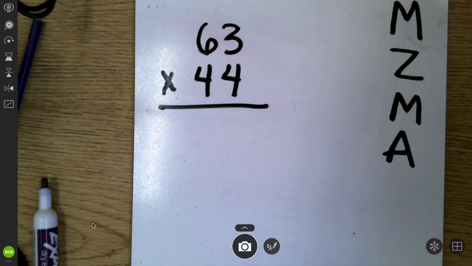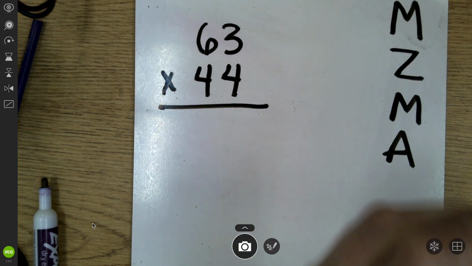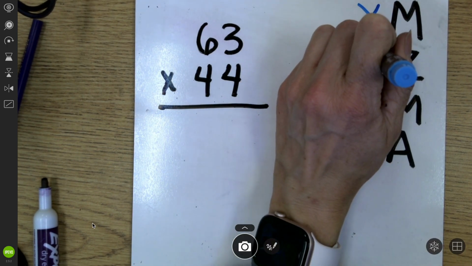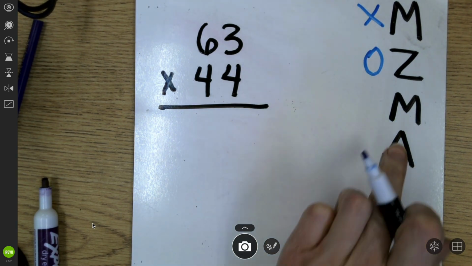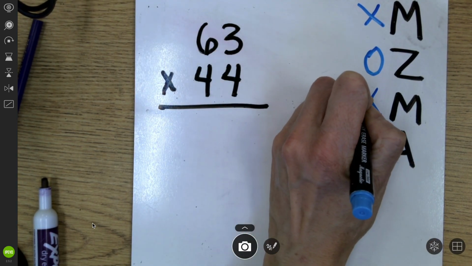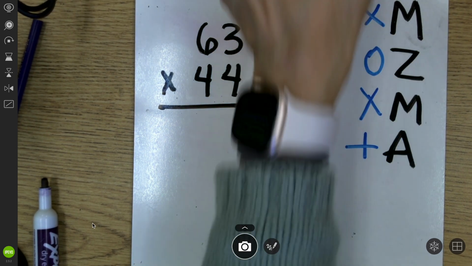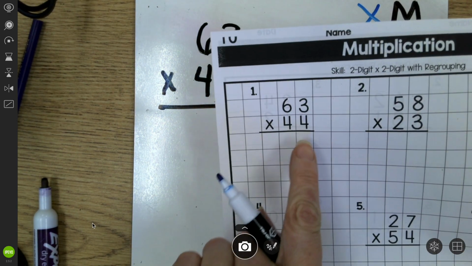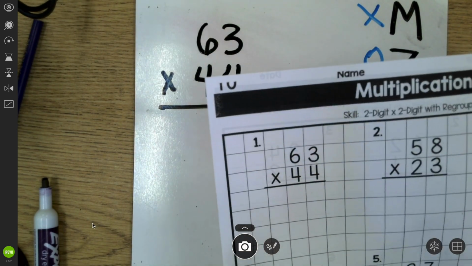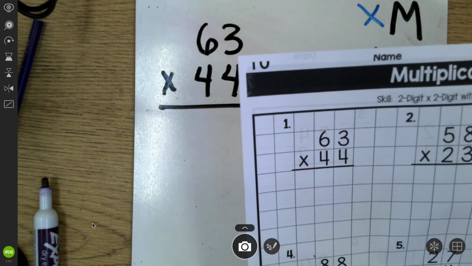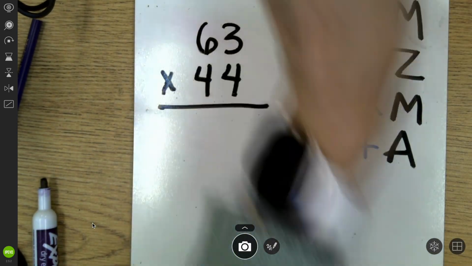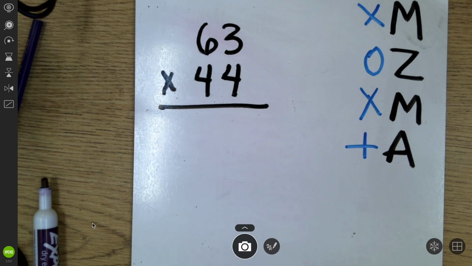So I want to get a different marker. Here we go. So the M is multiply. The Z is 0. The M is multiply. And the A is add, okay? And whatever I do here, you're going to follow the boxes. I chose to do them with graphed paper because place value is super important when it comes to two-digit by two-digit. So this will make sure we line our numbers up correctly, okay? All right, here we go.